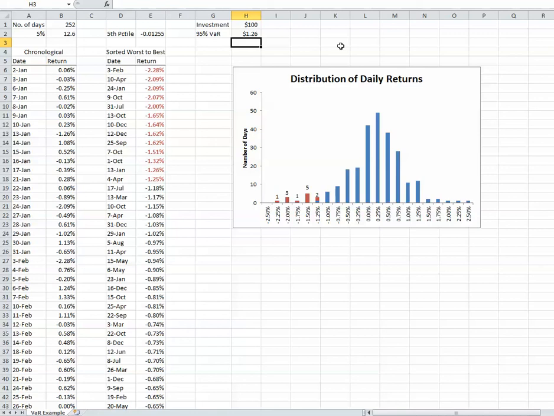So the way I would interpret that is I would say that if I invest $100 in this strategy, there's a 5% chance that on any given day I will lose more than $1.26.